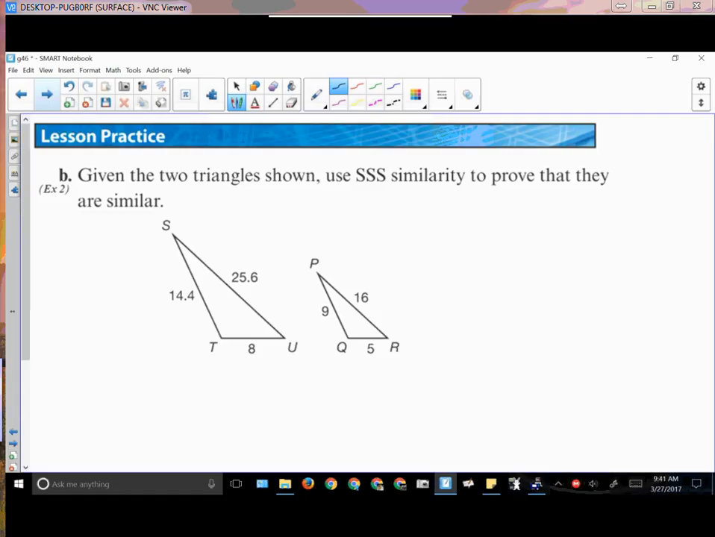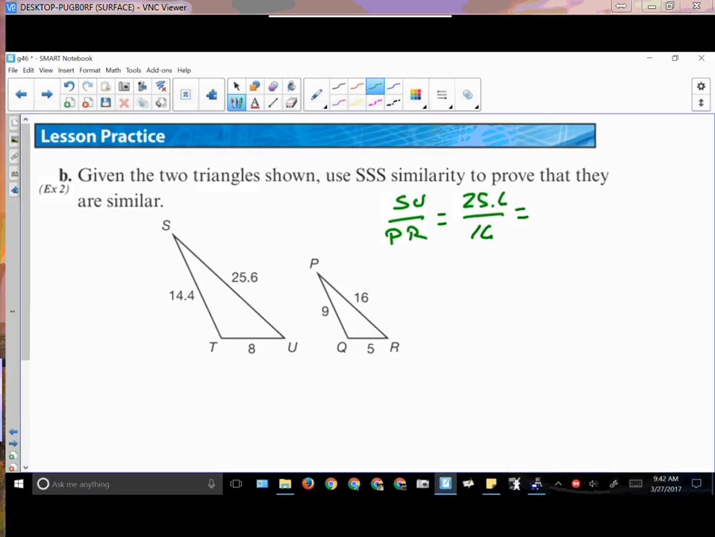So, I want similar sides, right? So which sides go with which? Okay, so SU goes to, well, we'll put it like this, PR. That means it should be 25.6 over 16. Okay.